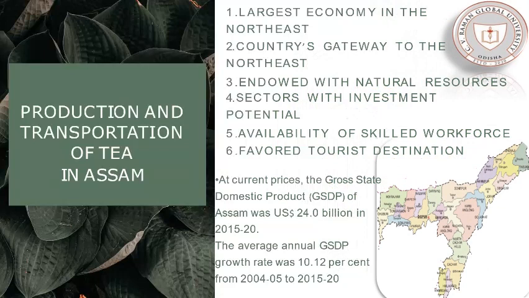This favors tourist destinations. At current prices, the GSDP of Assam was 24 billion US dollars in 2015 to 2020. The average annual GSDP growth rate was 10.12% from 2004 to 2005 and 2015 to 2020.